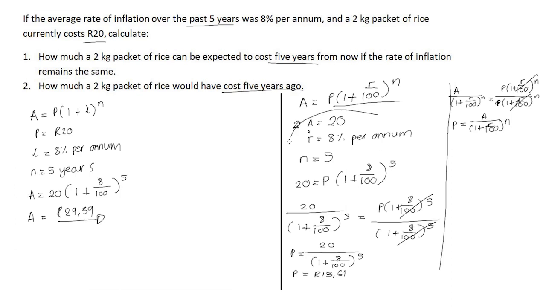Once again, we plug in all our values into the equation. And then simplifying the equation, we are left with the final answer of 13 Rand and 61 cents. This answer is the same as the answer that we got in the first method, and we can conclude that a packet of rice would have cost 13 Rand and 61 cents 5 years ago.